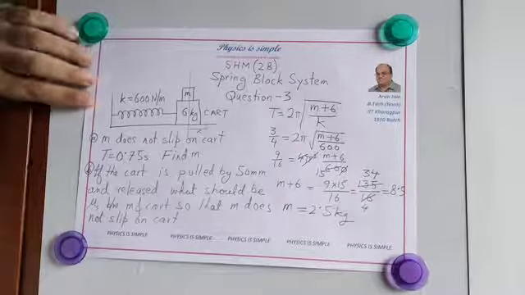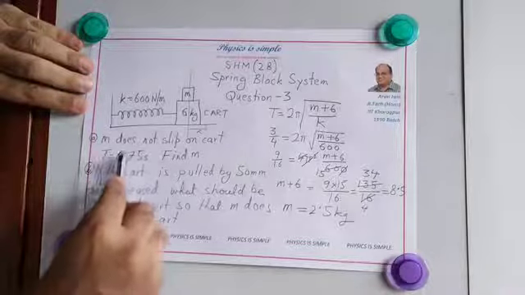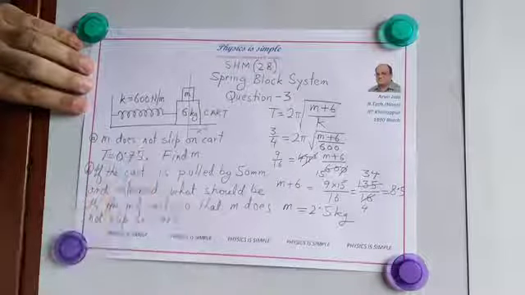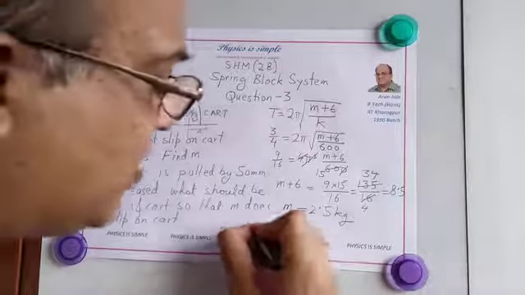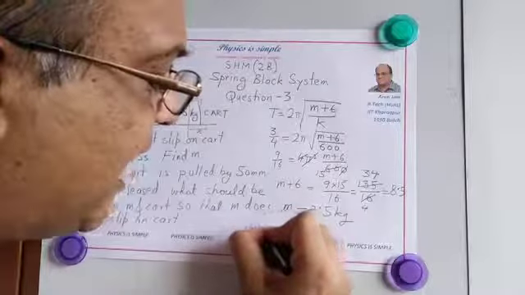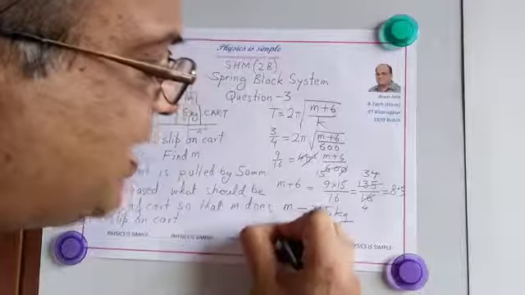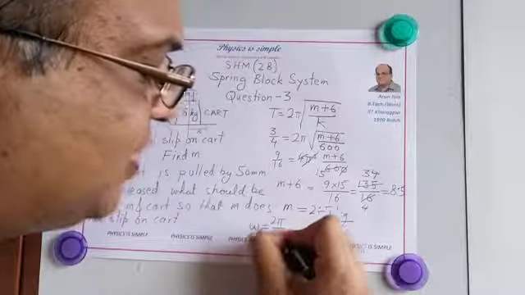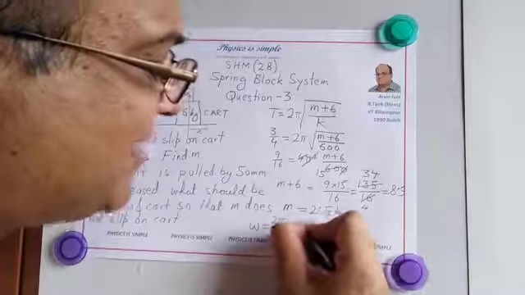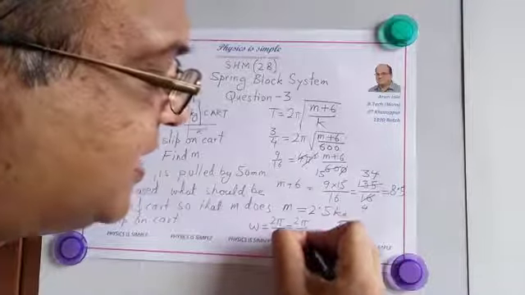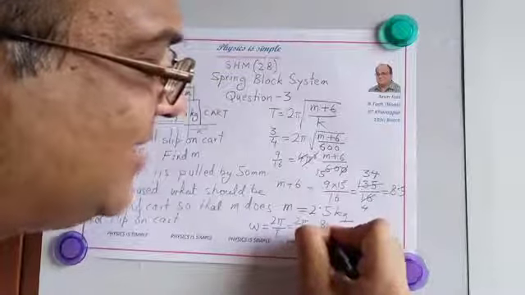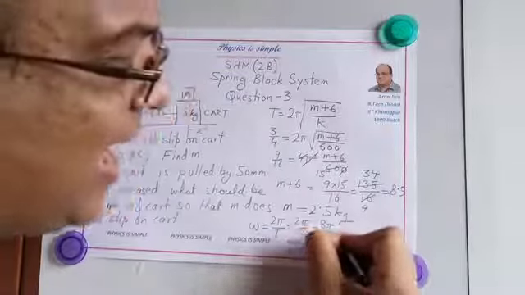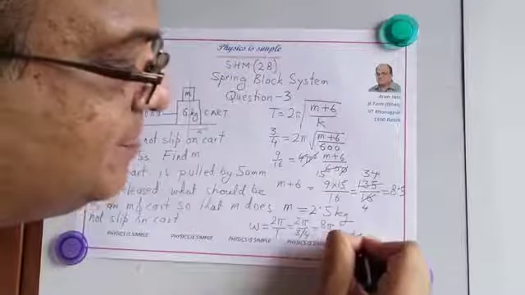So now since we know the time period as 0.75 seconds, we can calculate omega, the angular frequency. Angular frequency is 2 pi by time period. So we get 2 pi. Again let us write 3 by 4 for time period. So we get 8 pi by 3. This is the angular frequency.